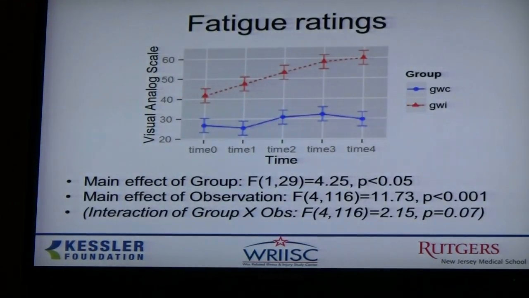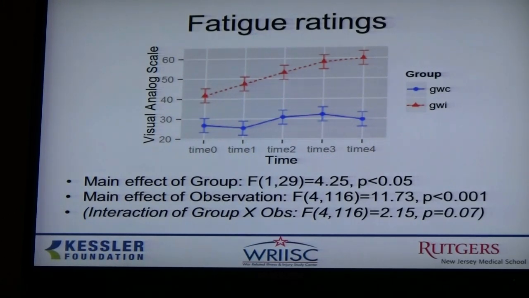Okay, so here are the fatigue ratings. These are the ratings that we collected before and after every block as they were going along. This is the visual analog scale of fatigue, that 0 to 100 scale I showed you. Time along the bottom are the 5 observations, because this is before and after each of 4 blocks, so you have 5 observations. And there was a main effect of group, so you can see that the folks with Gulf War illness, in red, had more fatigue than the veterans without Gulf War illness. And there was a main effect of observation, such that everyone showed more fatigue across time.